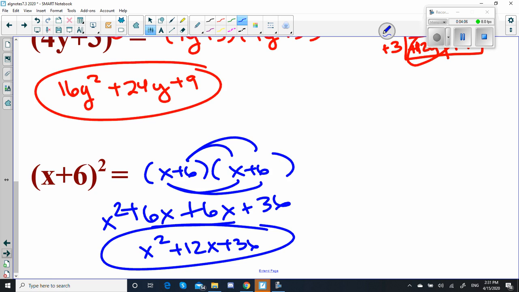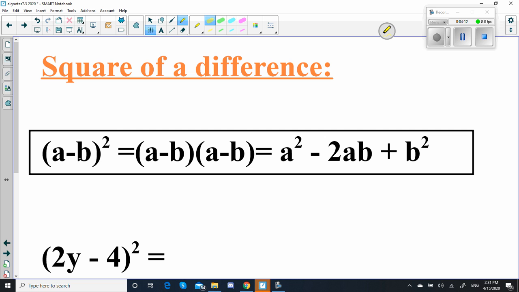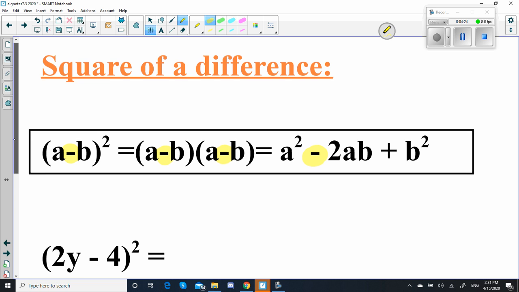All right, if I look at section 7.3, it's the same thing. The only difference here is that this is a minus. So it gives us 2 minus binomials. And then we do FOIL again or the Punnett square, and it just makes this one negative. So if I go ahead and copy that down, this is called a square of a difference.